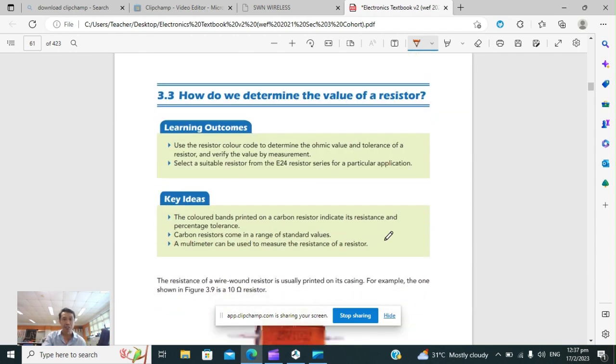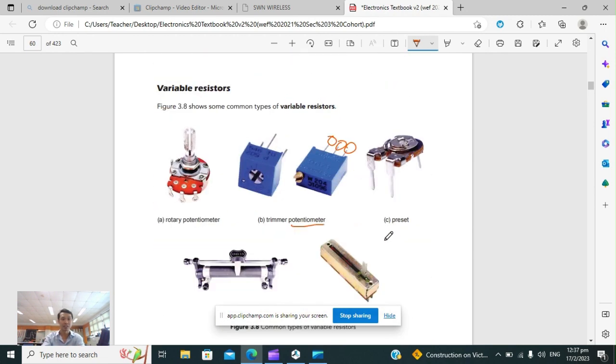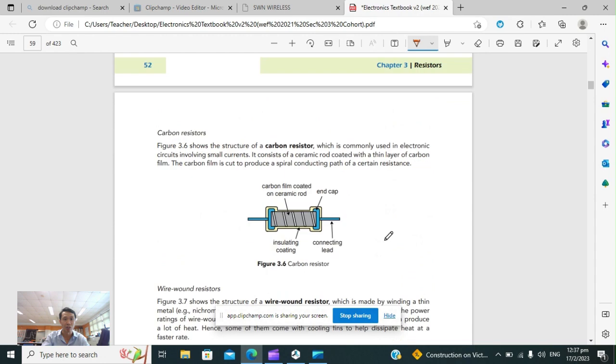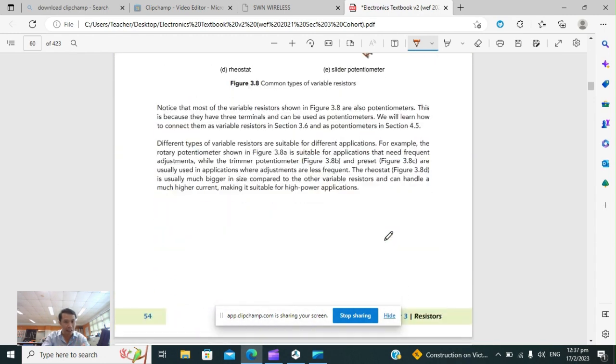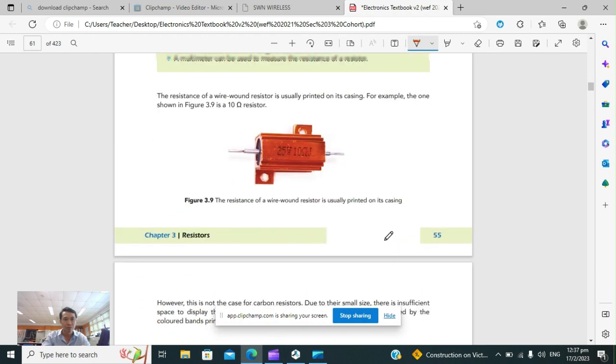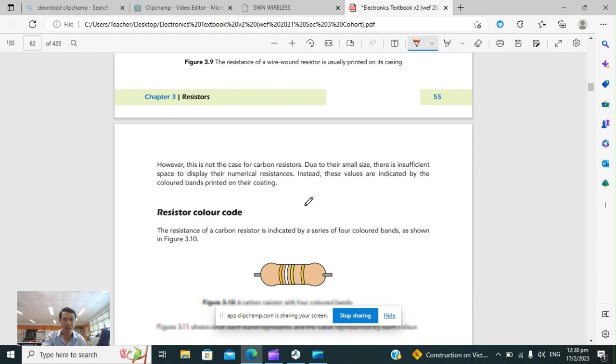Let's go on to section 3.3. How do we determine the value of a resistor? So we've got all these sorts of resistors, variable resistors, we've got fixed resistors. How do we determine the value of them? So for certain resistors which are big, simple, they just print the resistance on the casing itself. So in this case, it's got a 10 ohm printed on it, and therefore it's a 10 ohm resistance.